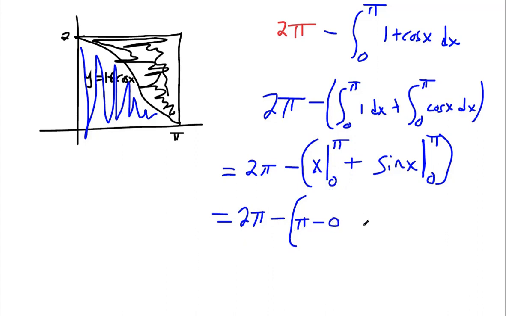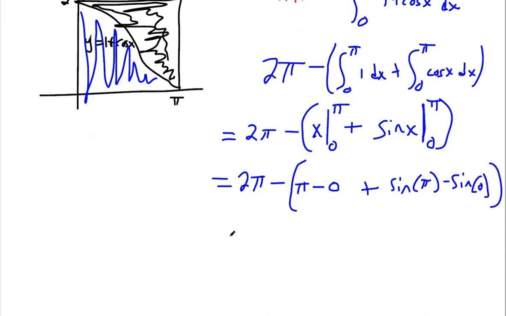That's this first one. And then it's plugging in pi into my antiderivative, minus what happens when I plug in 0 into my antiderivative. So pi minus 0 is just pi.